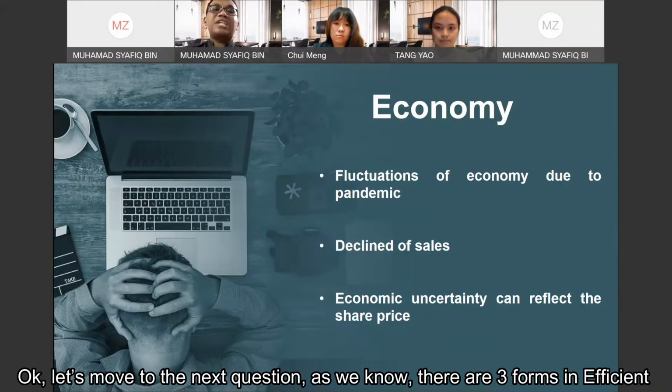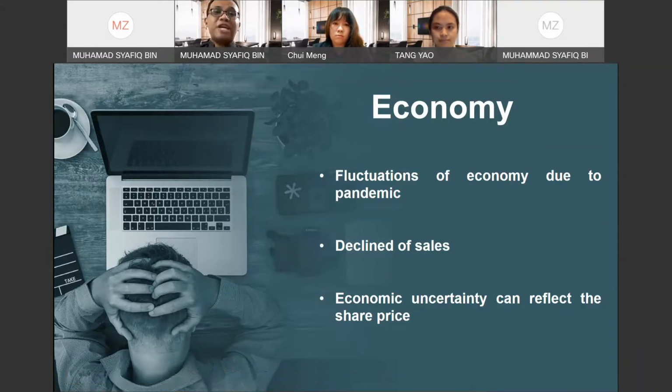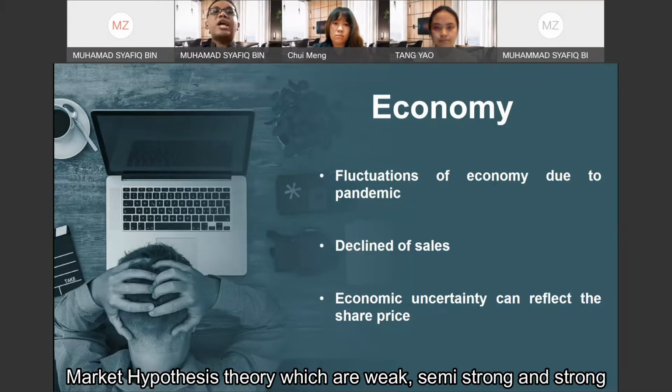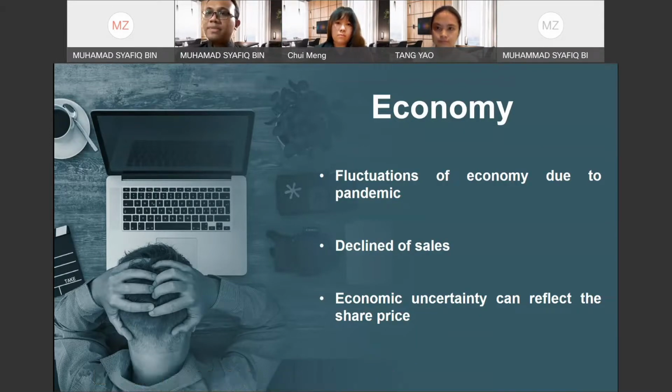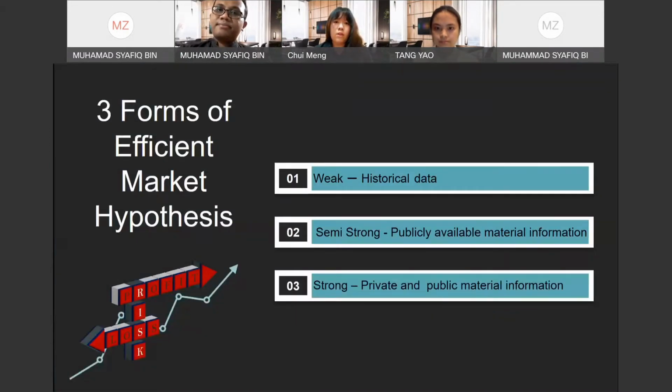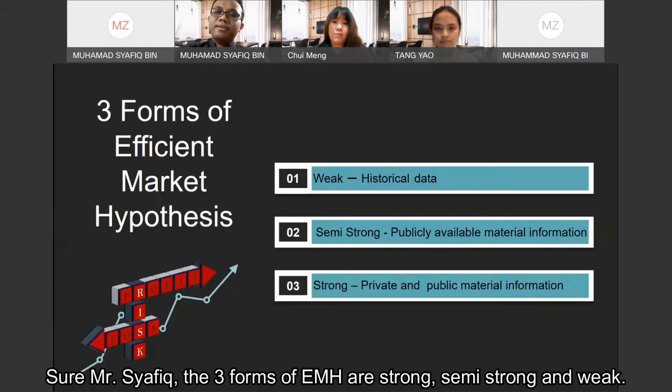As we know, there are three forms of efficient market hypothesis theory, which are weak, semi-strong, and strong. Ms. Chu Min, can you explain to us about these three forms? Sure, Mr. Shafiq. The three forms of efficient market hypothesis are strong, semi-strong, and weak.